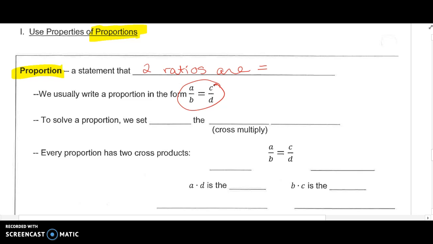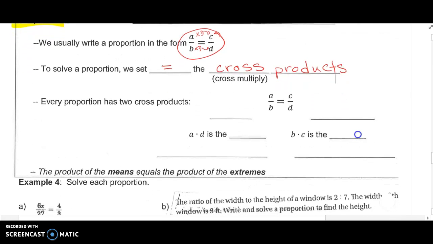So to solve a proportion, you can use your proportional reasoning, just like we talked about earlier, like this times 3 is that, that times 3 is that. Or you can also set equal the cross products, which is a fancy way of saying you cross multiply. So every proportion has two cross products. You have the means and the extremes, and these are called the extremes. Don't ask me where they got those names.